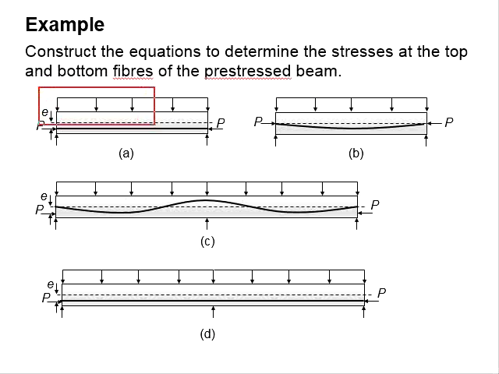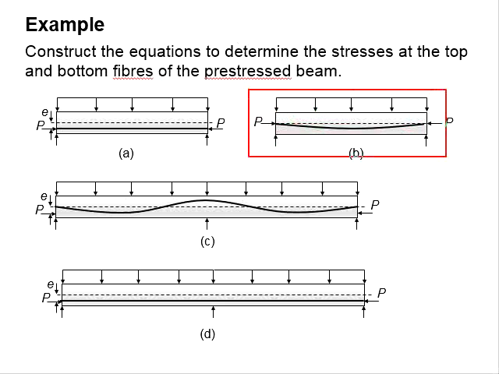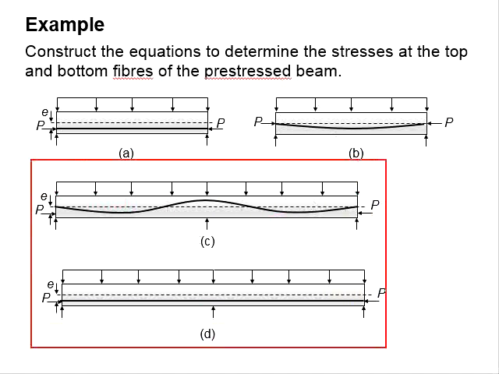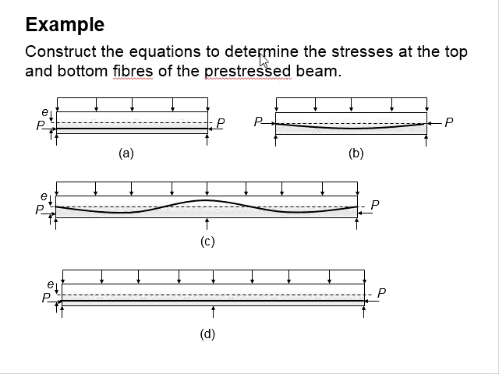For beam A, a straight tendon is applied at an eccentric distance from the neutral axis. As for beam B, there is a curvature of the tendon. Similar goes to beam C and D. You may pause the video for a while for you to work out the solution.